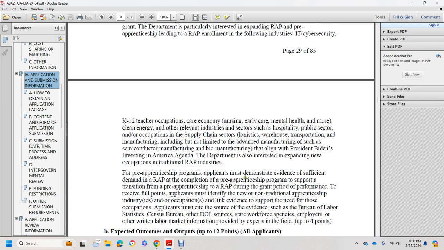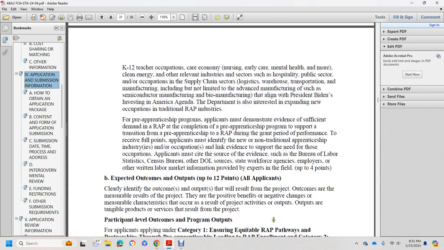For pre-apprenticeship programs, applicants must demonstrate evidence of sufficient demand for registered apprenticeship and completion of the pre-apprenticeship program to support the transition to registered apprenticeship during the grant period of performance in order to receive full points. Applicants must identify new and non-traditional apprenticeship industries and or occupations, with evidence supporting the need for those occupations. Applicants must cite the source of the evidence, such as the Bureau of Labor Statistics, Census Bureau, Department of Labor sources, state workforce agencies, employers, or other written labor market information provided by experts in the field. Up to 4 points.